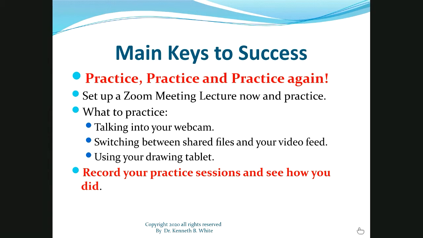Now, what are some of the main keys to success? The most important one is practice, practice, and practice again. As they say, practice makes perfect. The nice thing is COD has given us all accounts in Zoom. And anytime you want, you can go in and set a Zoom meeting, even if it's just for yourself, to practice. You can set it up anytime you want to get on there to practice.